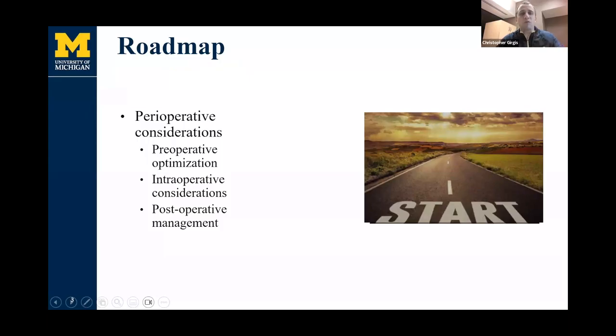A brief roadmap of where we'll be going. First, I want to talk about how we can go about preoperative optimization of these patients, intraoperative considerations, and then some things that you might come into contact with during the postoperative period.